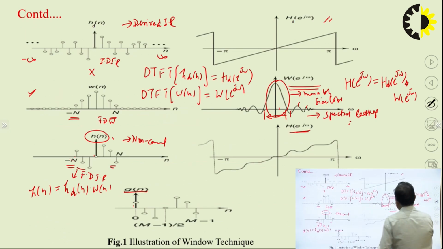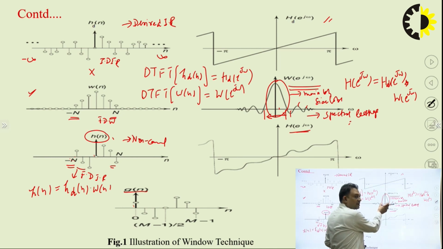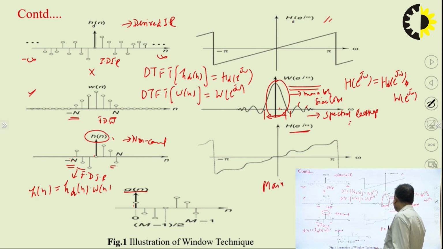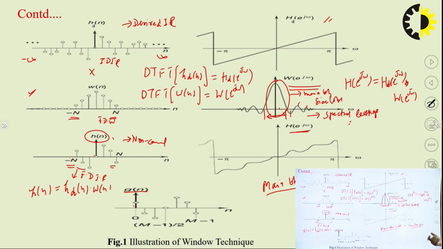Now if we see, this is basically the main lobe. So how does this main lobe appear in the filter? When you design an FIR filter, the width of the main lobe corresponds to the transition bandwidth. Main lobe width will be equal to transition bandwidth, and this transition bandwidth depends upon the window function you are using. If the main lobe width is more, then the transition bandwidth will be more, and if the transition bandwidth is more, then switching will be slower.